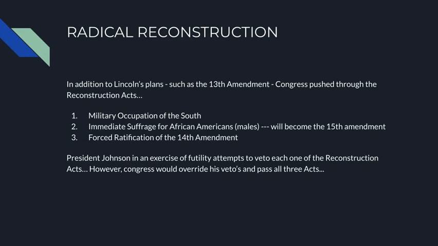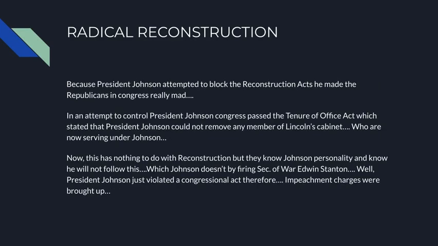All right. President Johnson, in an exercise of futility, attempts to veto each one of the Reconstruction Acts. However, Congress would then override his individual three vetoes and pass all three acts without the presidential signature that's needed. All right. Because President Johnson attempted to block the Reconstruction Acts, he made the Republicans in Congress really mad. Who's this Democrat think he is? Who's this Southerner think he is trying to block? He just needs to shut up, sit down, and just sign into law what we pass. He technically shouldn't be president anyhow.